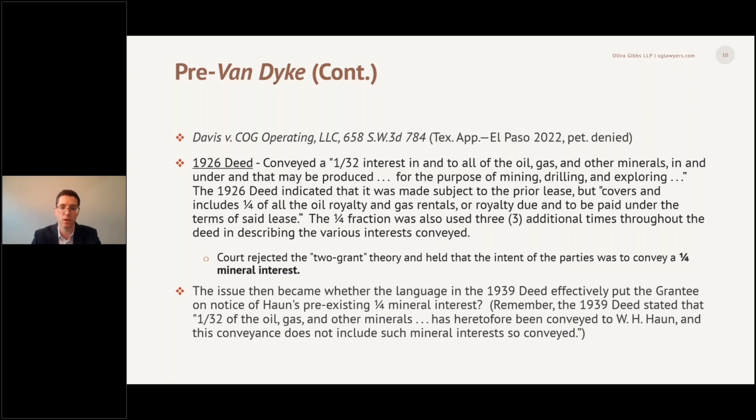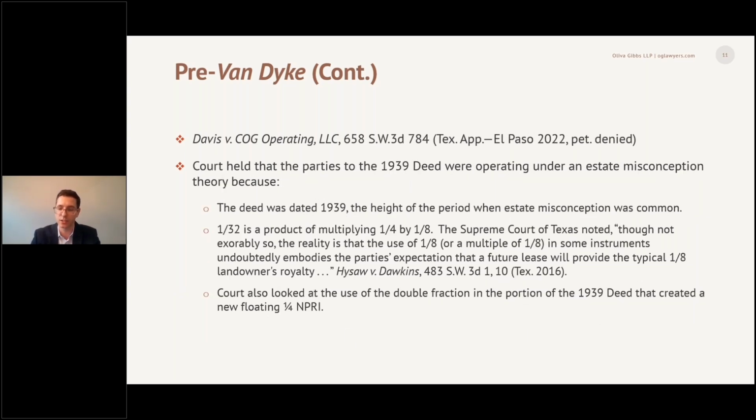a 1/4 mineral interest. So now the issue becomes whether that language in the 1939 deed effectively put the grantee on notice of Hahn's pre-existing 1/4. Now we have to remember the 1939 deed only referenced the 1/32 oil and gas interest, and that it had been previously conveyed. The court said that the parties' intent behind the use of that 1/32 fraction depended on whether they were operating under the estate misconception theory. If they were not, then the 1939 deed didn't provide adequate notice of the prior conveyance to Hahn.